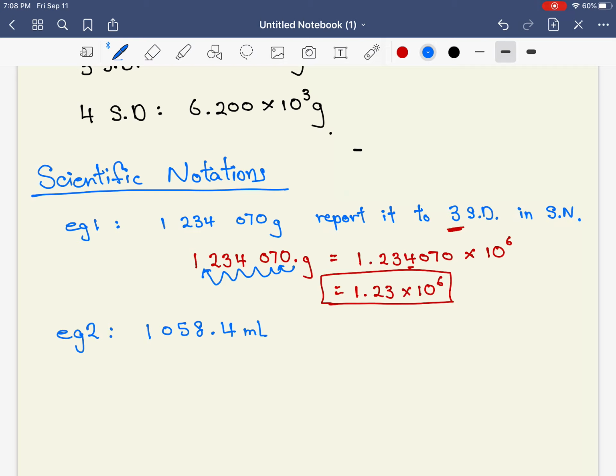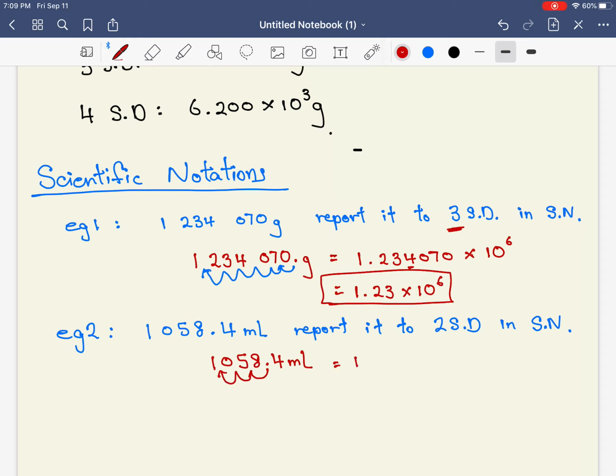Okay. And I want to report this number to 2 significant digits in scientific notation. Just 2. All right, let's do this. I'm going to move the decimal point so it will be between the first and second number. It's always going to be like that. 1, 2, 3.